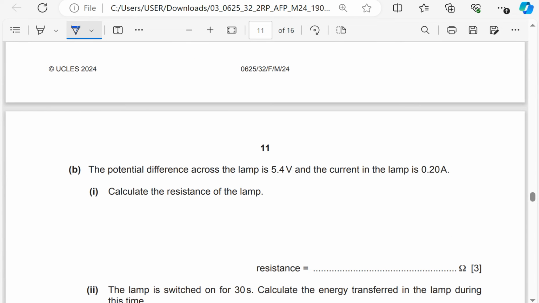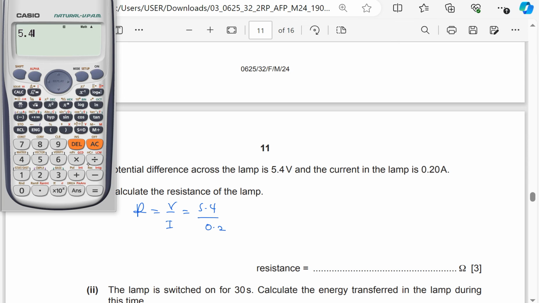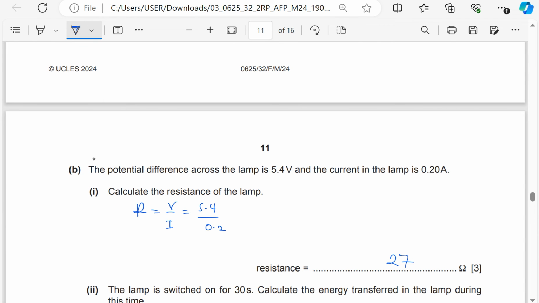Then the potential difference across the lamp is 5.4 volts. The current in the lamp is 0.2 amperes. Calculate the resistance of the lamp. Okay, so we know that resistance is equal to V divided by I. So this is 5.4 divided by 0.2, which is 27. So the answer is going to be 27 ohms.